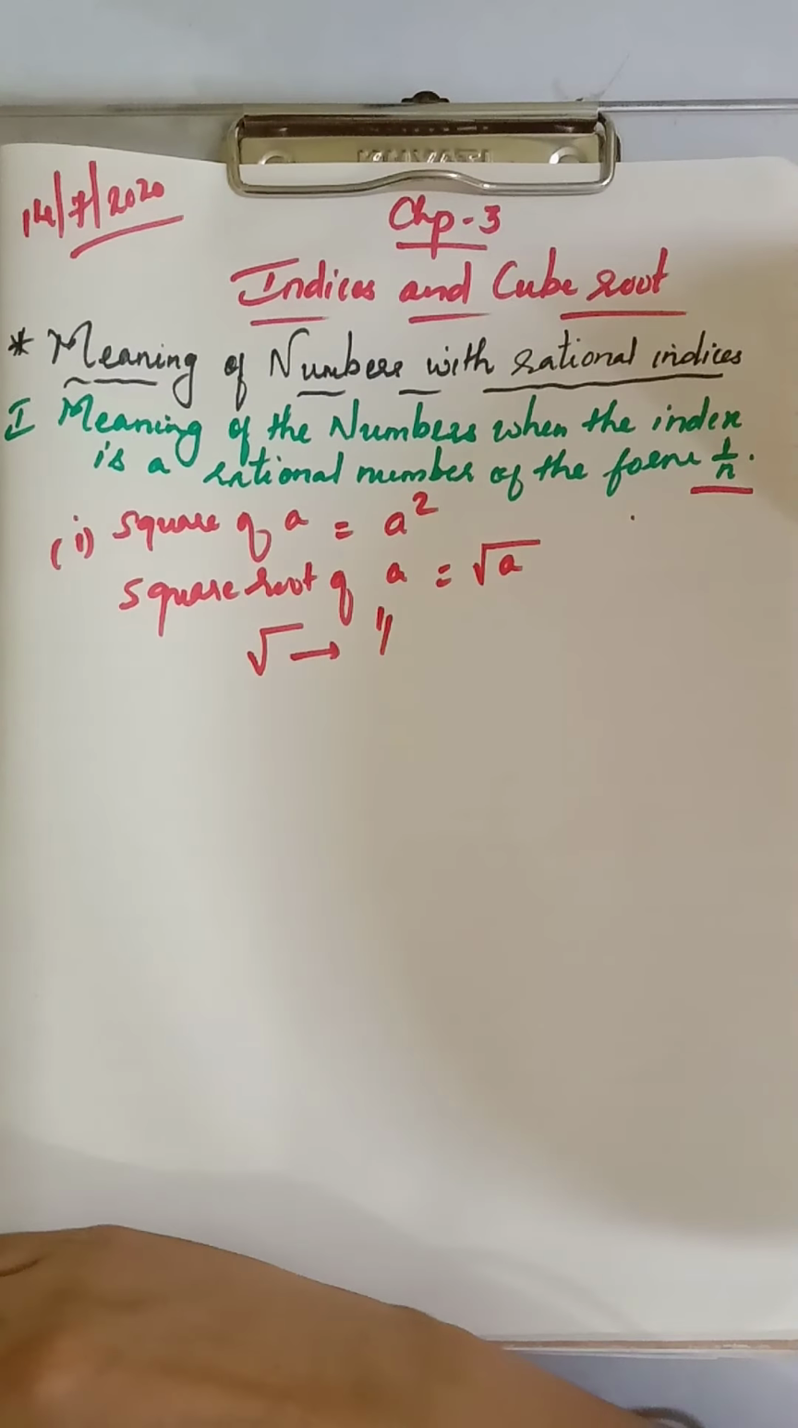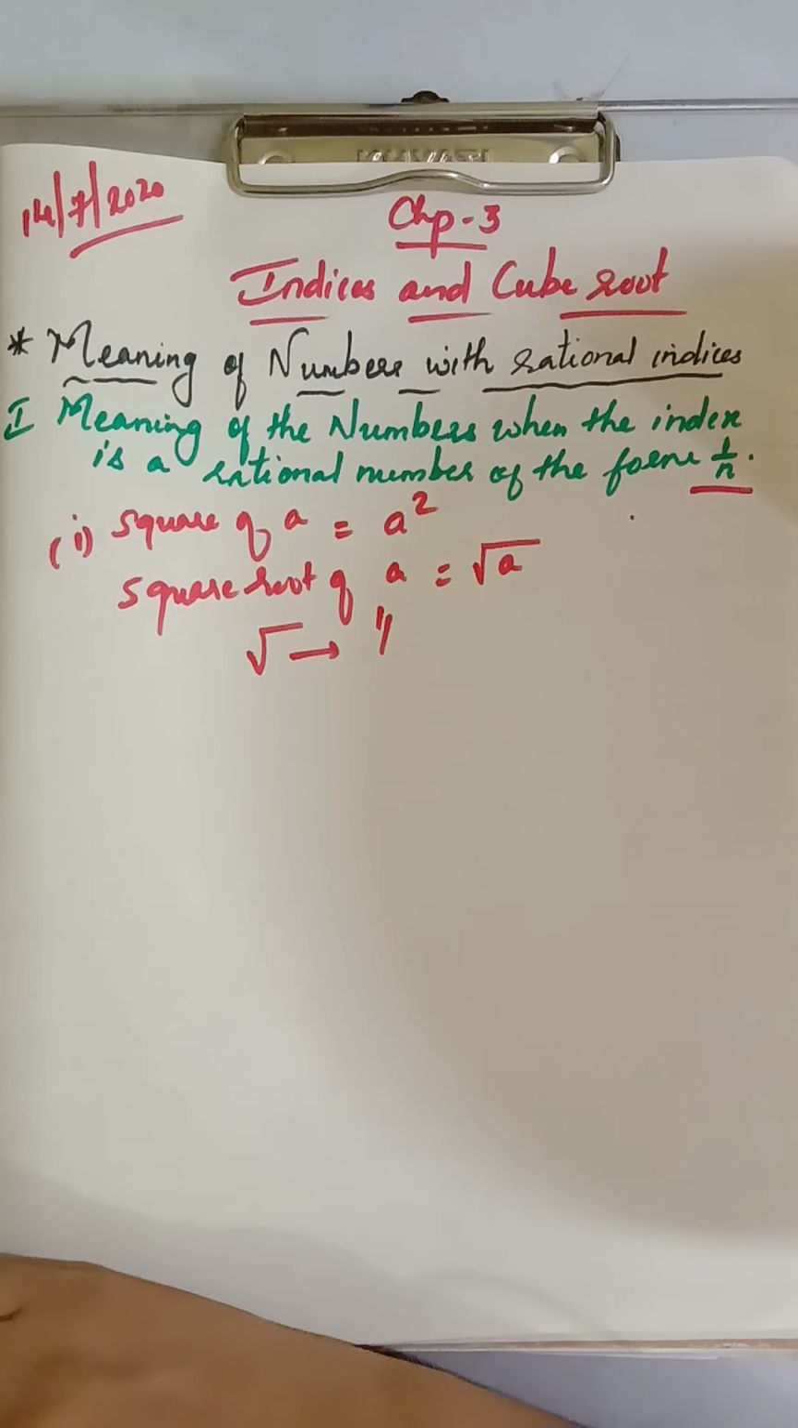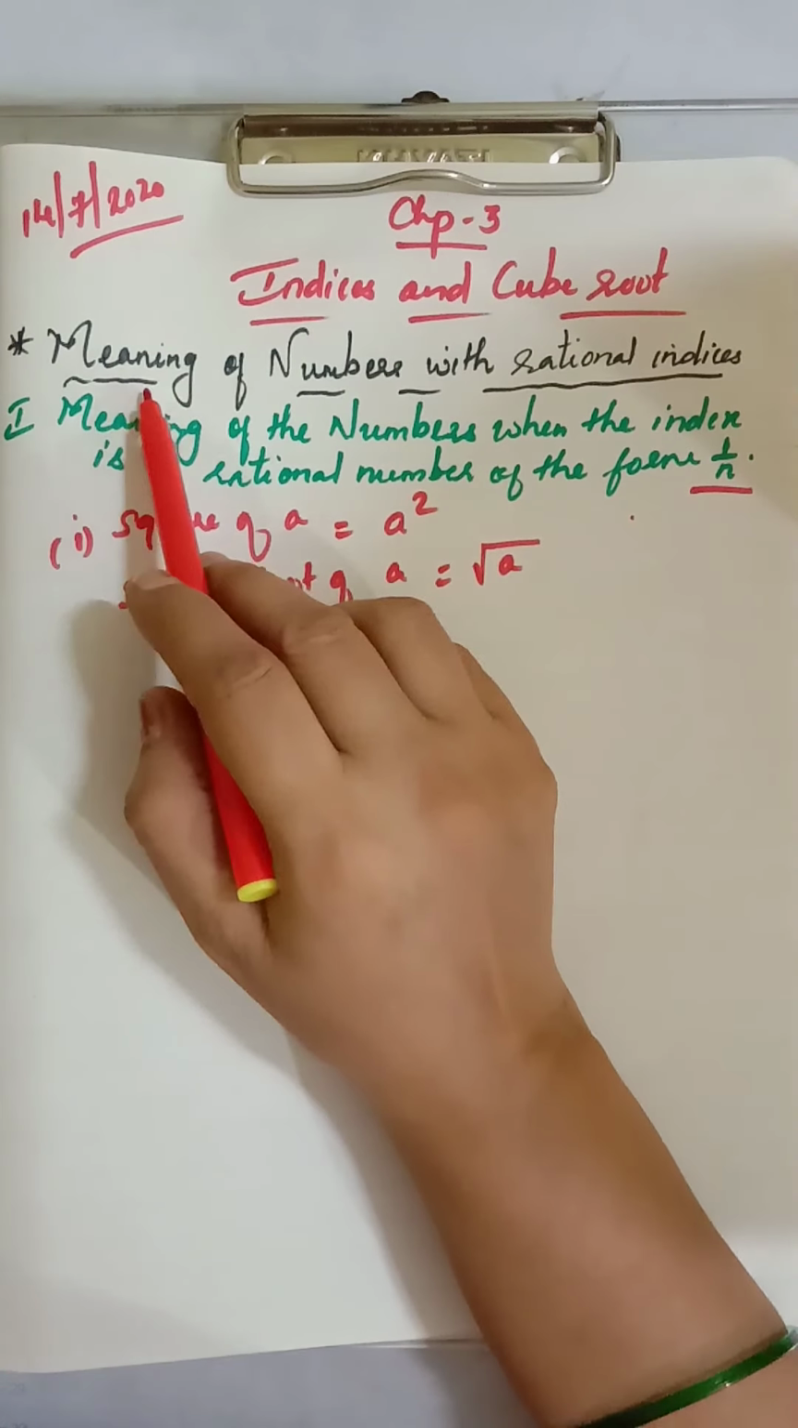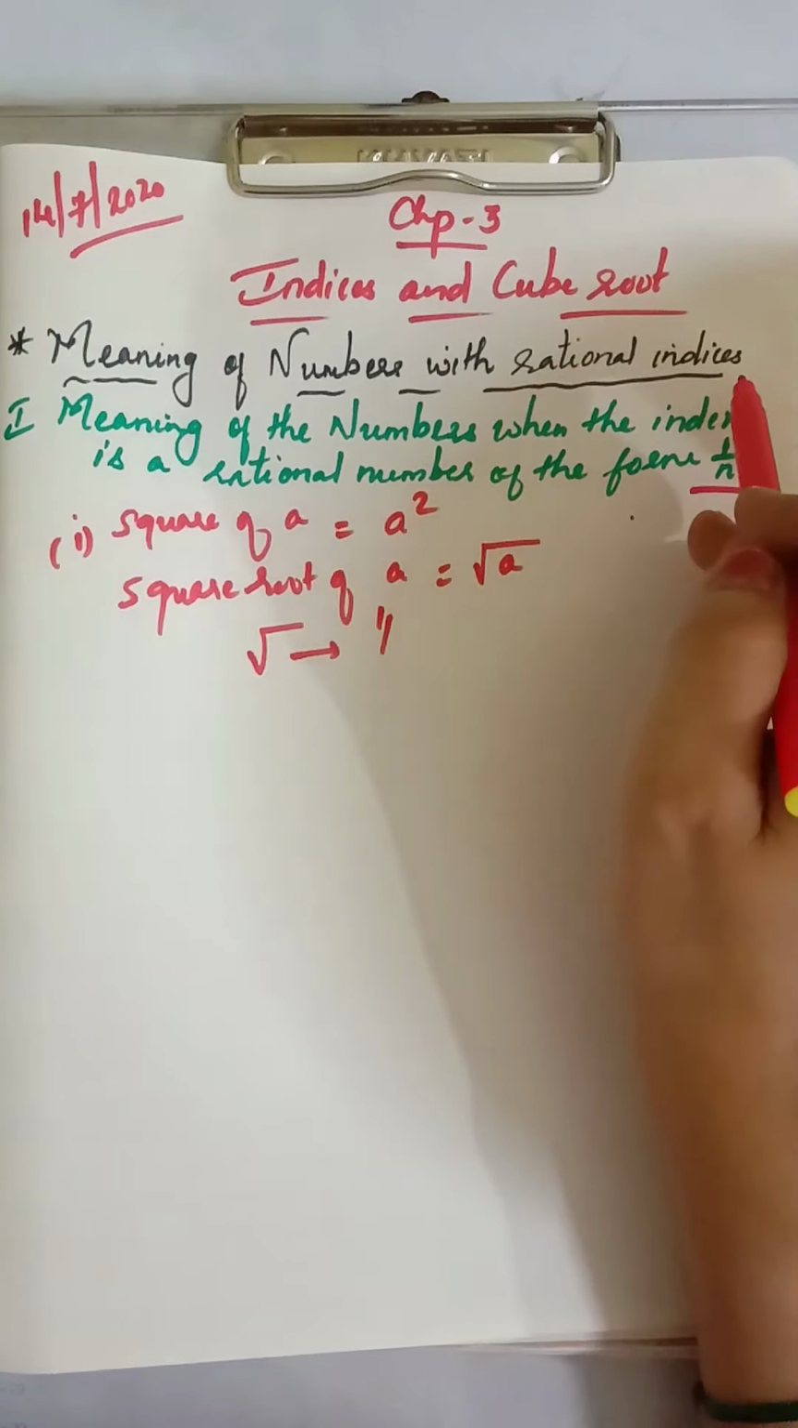Hello students, let's continue with the third chapter. In the previous video we had started the third chapter in which we have learned about the laws of indices, some basic rules of indices. Now today what we are going to learn is the meaning of numbers with rational indices.